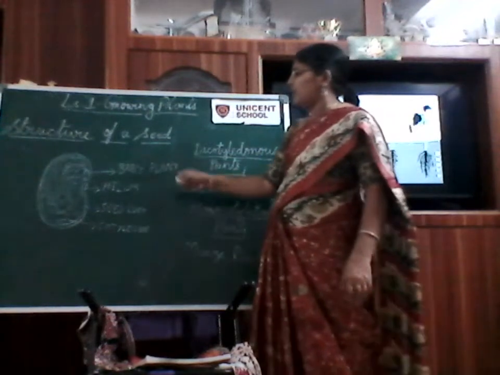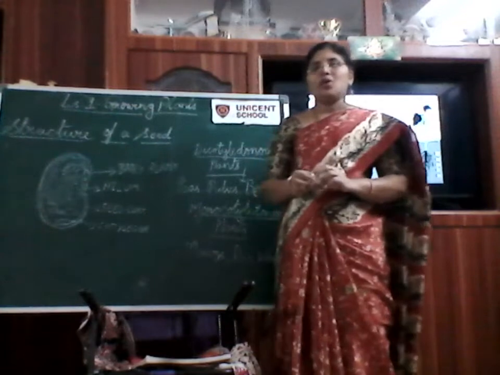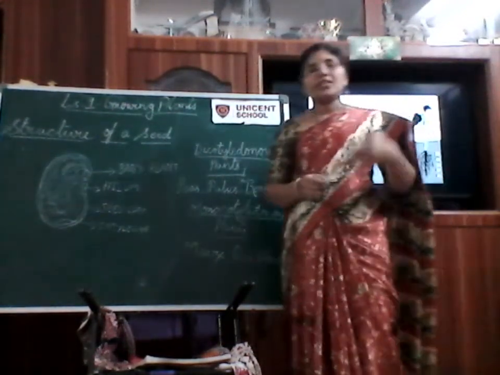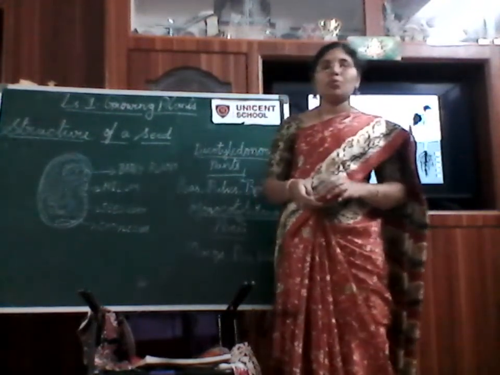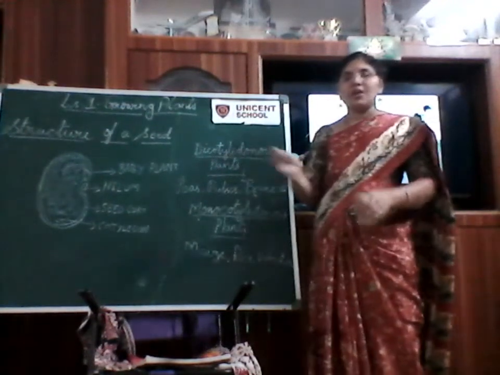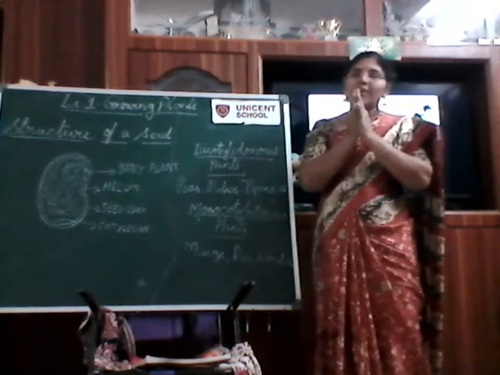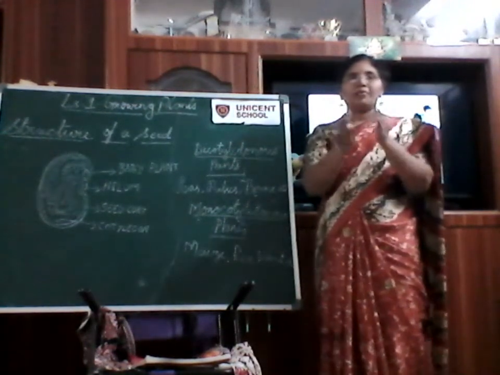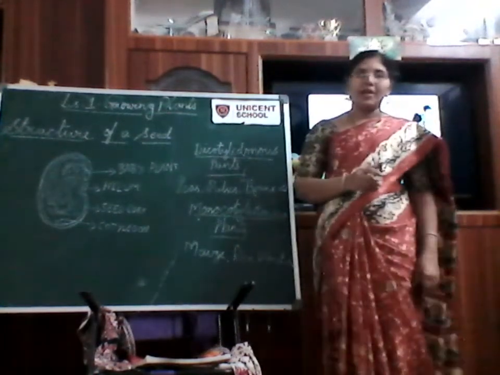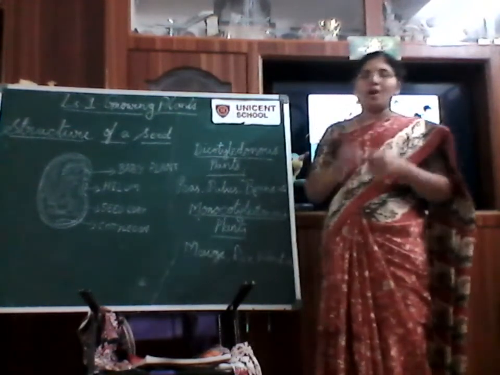Seeds are of two types. One is from dicotyledonous plants and the other from monocotyledonous plants. What are dicotyledons and monocotyledons? In dicotyledonous plants, if you take the seed, we can make the seed into two equal halves. But in monocotyledonous plants, we can't make the seed into two halves.